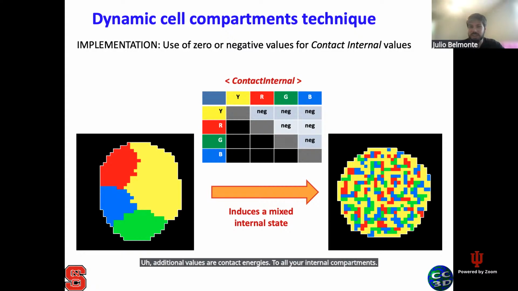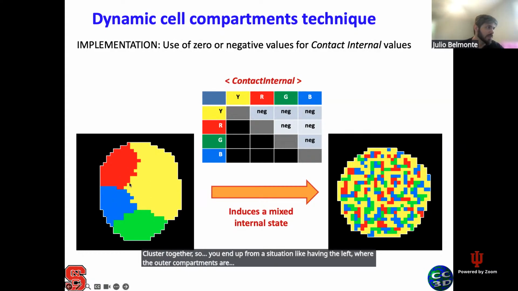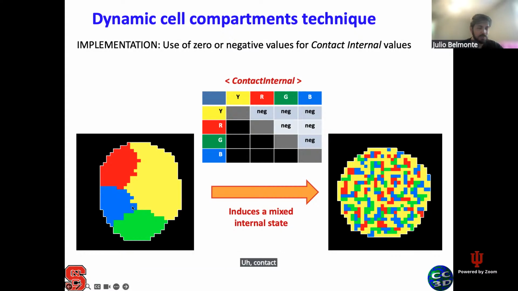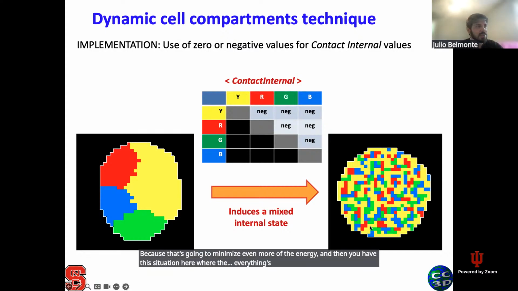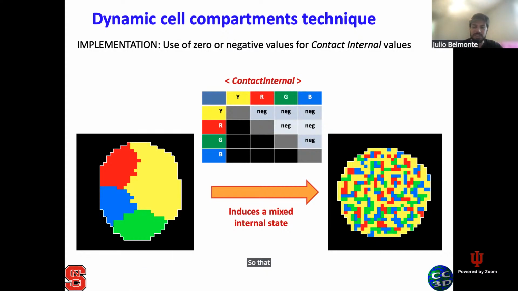So when they are negative, then it's much better for this compartment to stay mixed with other cells and become clustered together. So you end up from a situation like you have here on the left, where all the compartments are nicely separated, because they have some kind of non-negative contact energy between the cells. But as soon as you make them all negative, they want to mix, because that's going to minimize even more the energy. And then you have this situation here where everything's mixed inside. So that's how you mix the compartments inside the cell.